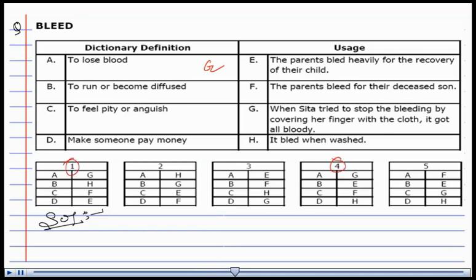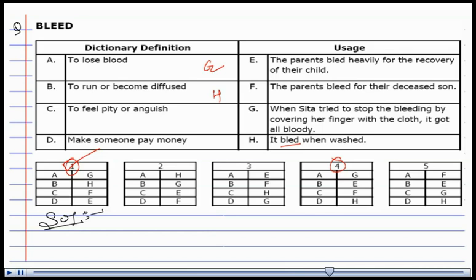Let's try to find out another sentence. B, to run or become diffused. Here, the statement that matches is H. It bled when washed. Here, the word bled means to run or become diffused. Option number 1 here is the correct answer, as it has all the matches according to the configuration required.